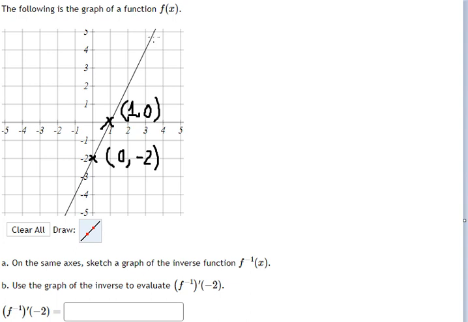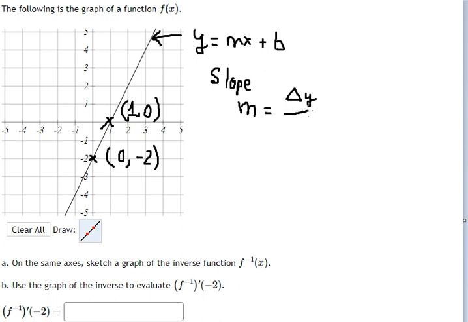The first thing, we know that this one is a line. And we have this formula in here, so we can find m, and that is the slope. So we have delta y over delta x. For this one, we have y2 minus y1 divided by x2 minus x1.